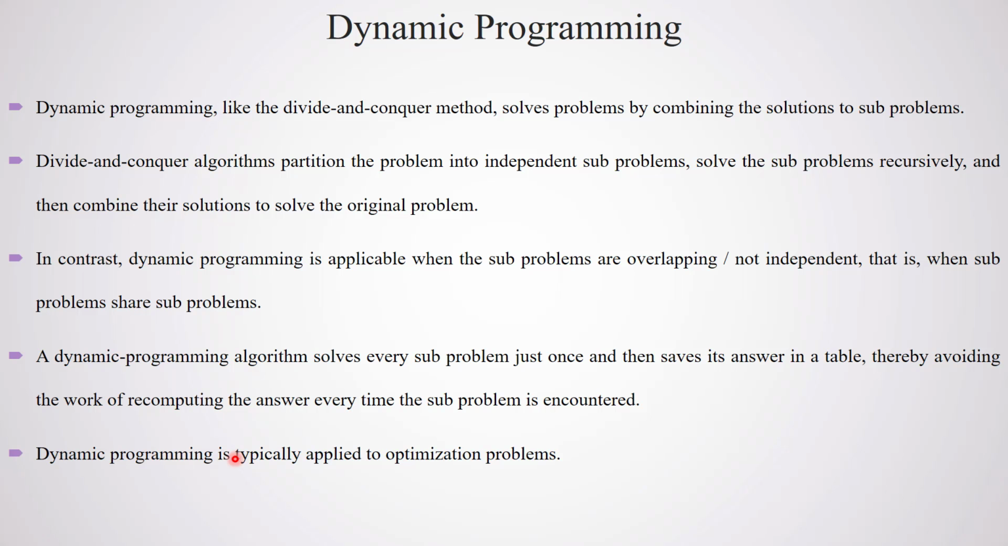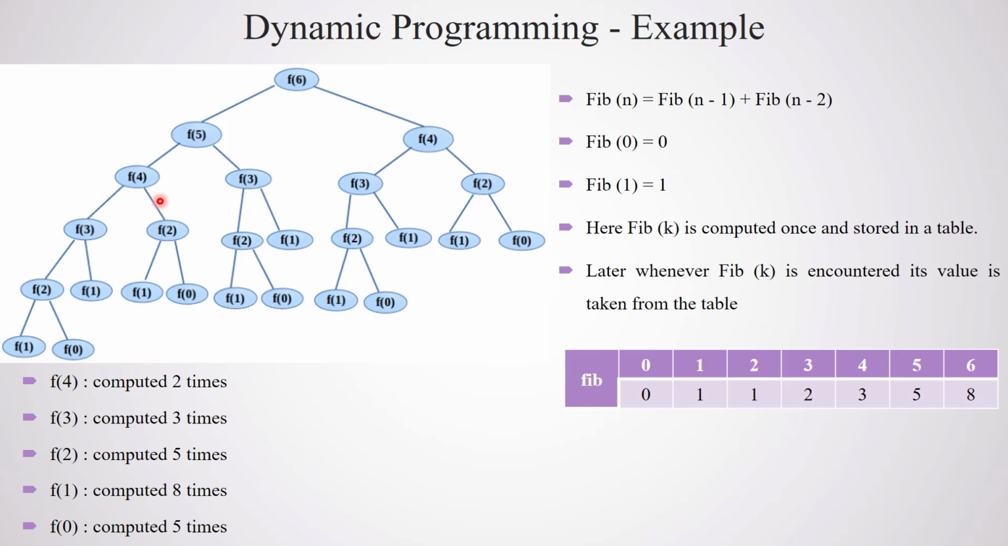Dynamic programming is typically applied to optimization problems. Optimization means either to maximize the value or to minimize the value. I will try to explain dynamic programming with the help of an example. This example is about determining the nth term in a Fibonacci series.